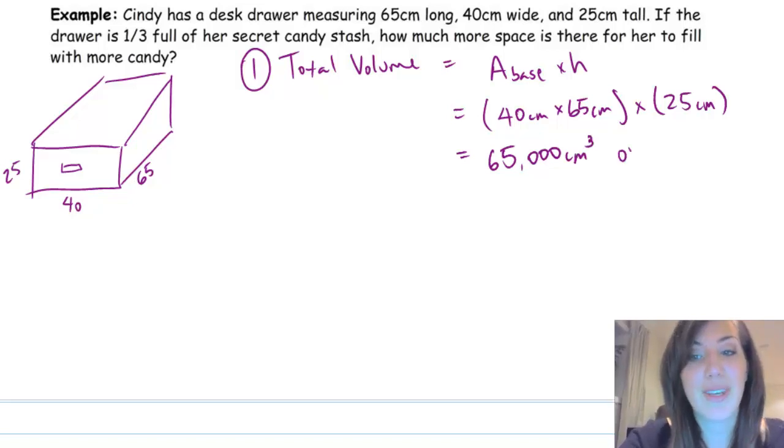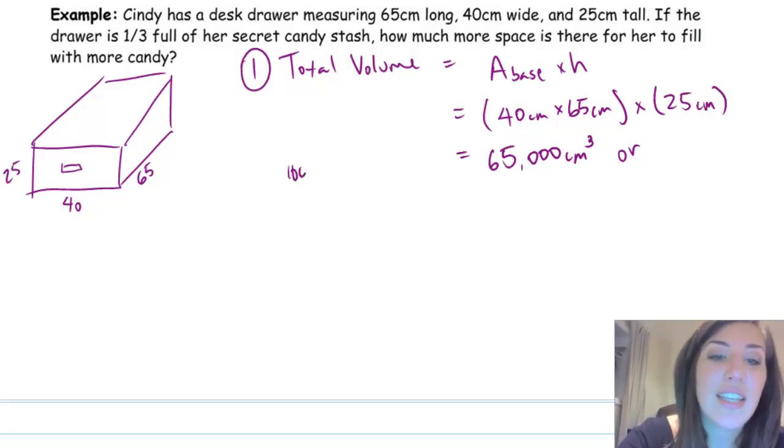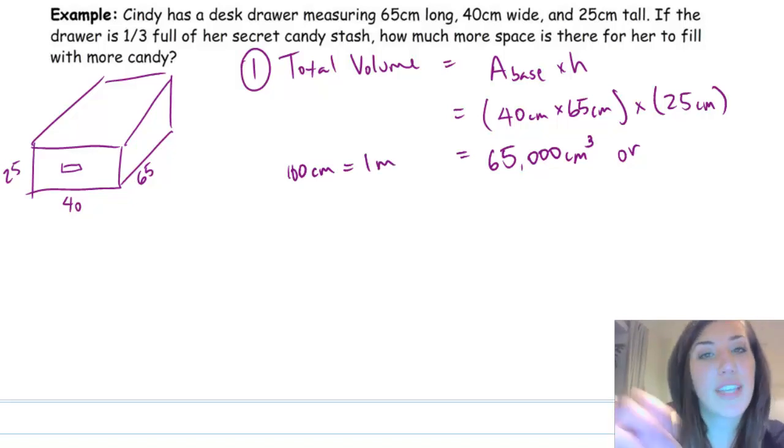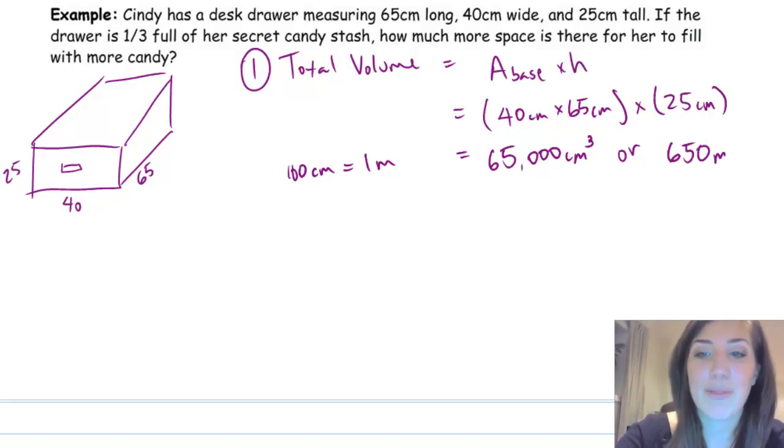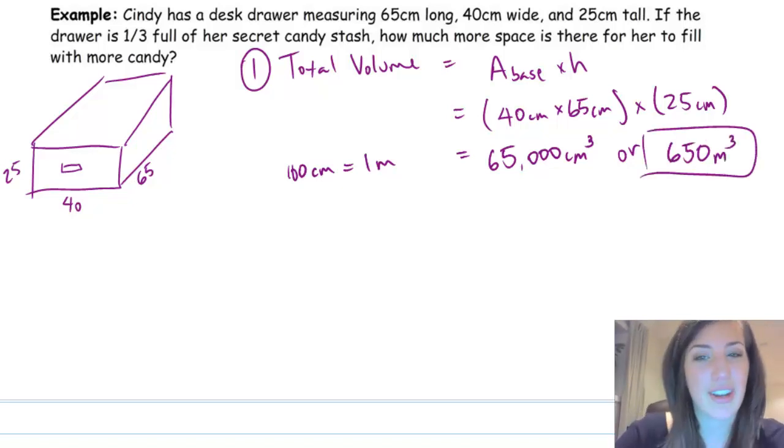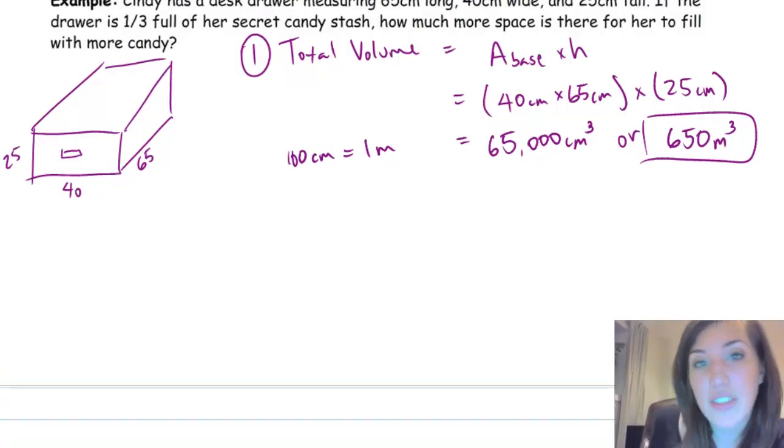Now that's a lot of centimeters cubed, so let's say this instead as meters. We know that there are 100 centimeters per 1 meter. So we're just going to move the decimal place over to the left twice, and that gives us 650 meters cubed. I like that answer better because it's not as big of a number. So that's the total volume of her whole desk drawer.